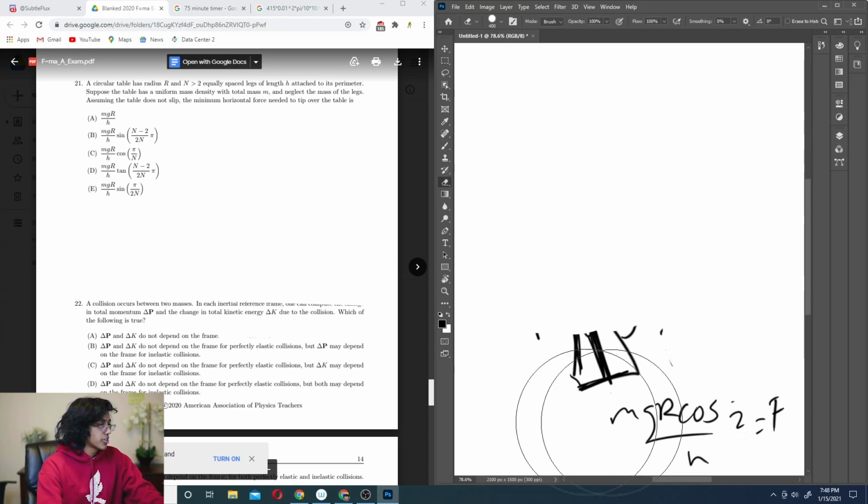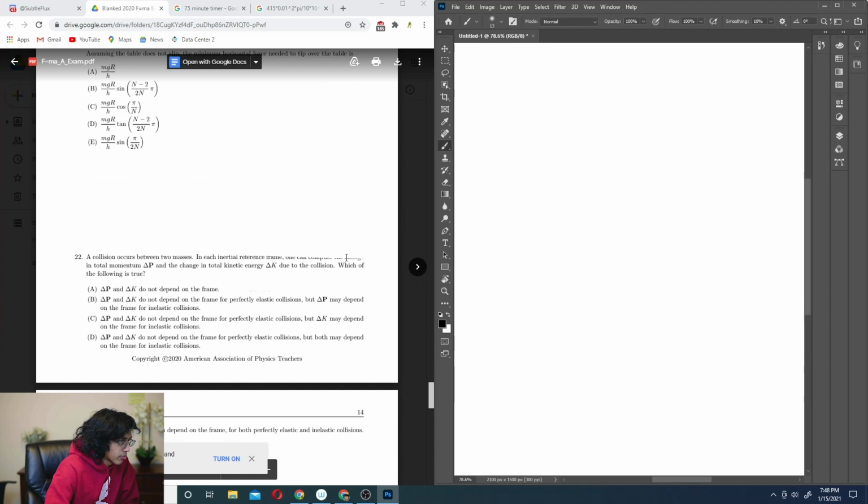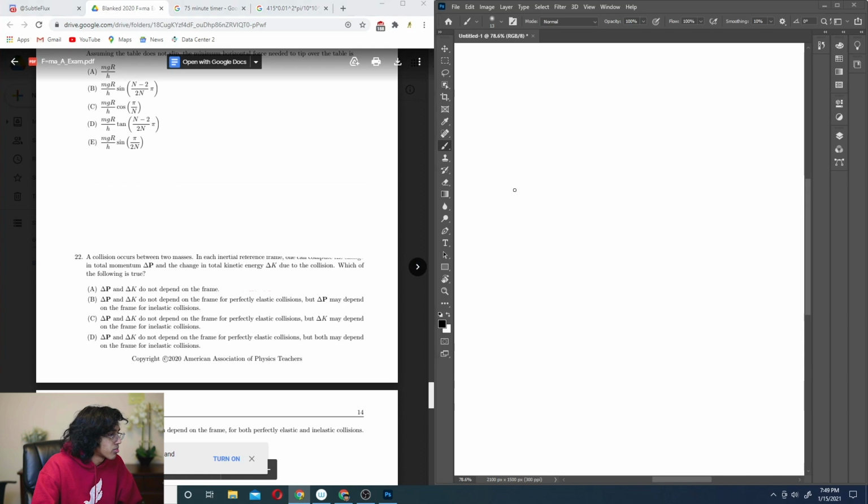22. A collision between two masses occurs. In each inertial reference frame, one can compare the total momentum change, delta P, and the change in total kinetic energy, delta K, during the collision. Which of the following is true? Delta P and delta K do not depend on the frame. Okay. So, essentially the only thing that is, okay, let's see.